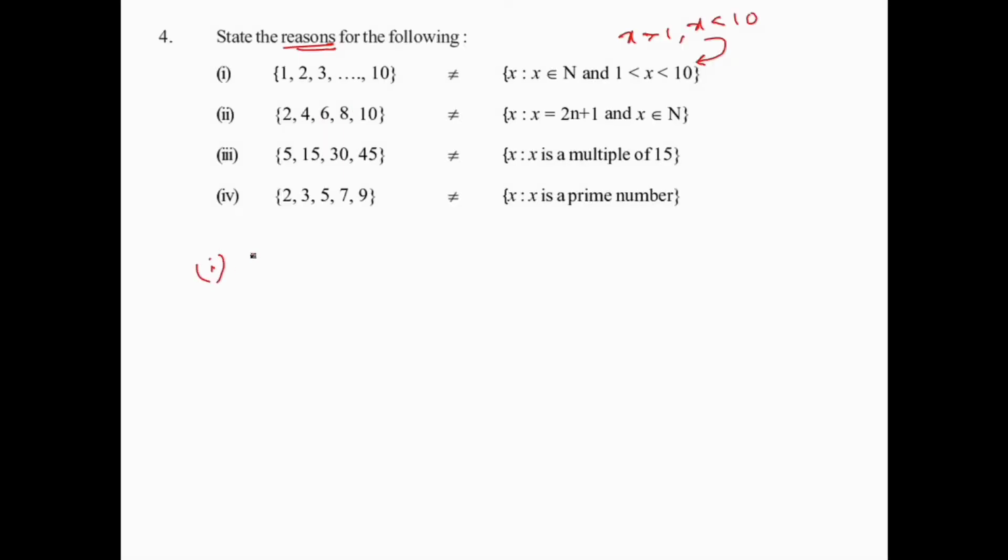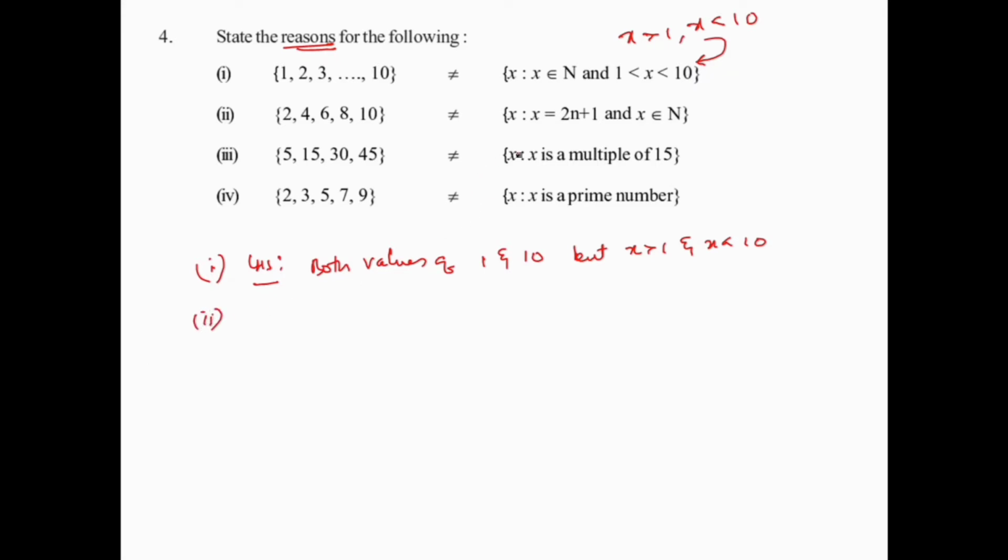So let me write it here. On the LHS you have both values of 1 and n, right? But the condition is x is greater than 1 and x should be less than n, which is the rule required for that. Okay. So similarly, let's look at this second one also.